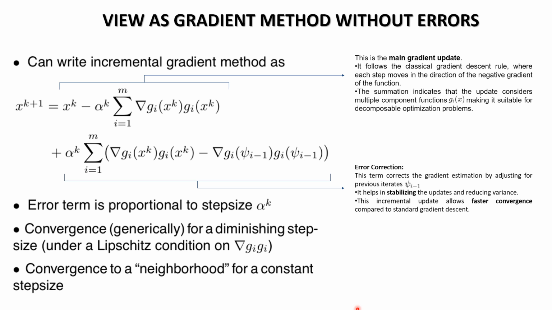To summarize, I can say that the incremental gradient methods update the variable x_k using component-wise gradients. It includes an error correction term to improve stability, and convergence is guaranteed for a diminishing step size, but for a constant step size, it converges only to a neighborhood of the solution.